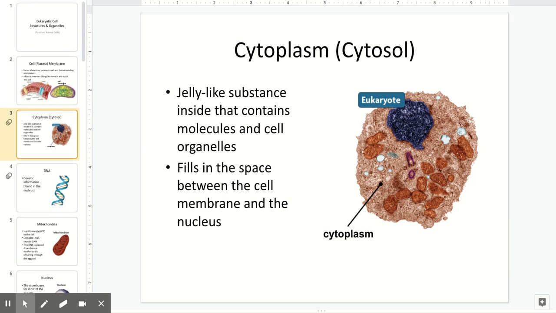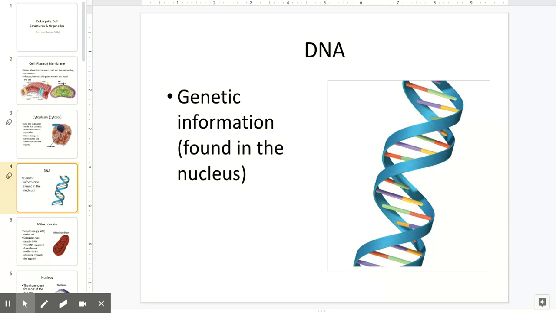Cytoplasm, also known as cytosol, fills in all the space between the outer boundary, that cell membrane, and the nucleus. Here in this picture provided, we can tell this is a eukaryote because this structure here in purple is the nucleus. Here we see the outer boundary, and then this brownish orange stuff is the cytoplasm, also known as cytosol. All cell types also have DNA. In eukaryotic cells, however, this DNA is in the nucleus.